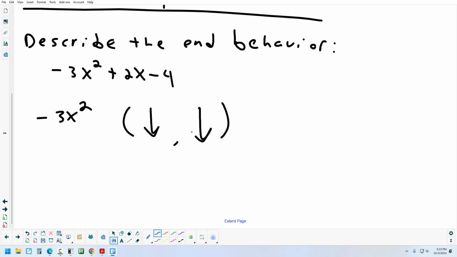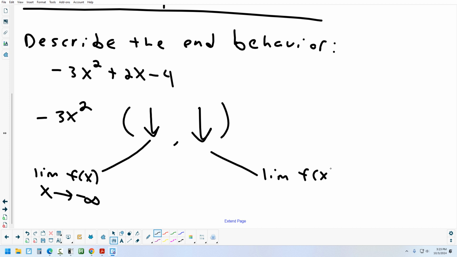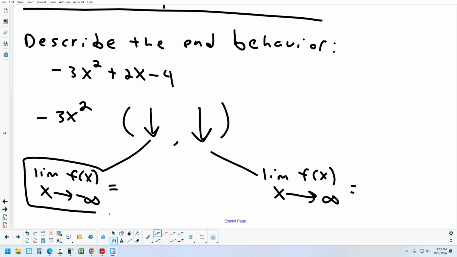Yep. And let's describe it also in limit notation. So the limit of f of x as x approaches negative infinity, and the limit of f of x as x approaches positive infinity. So on the left, what's happening to y as x heads further and further to the left? It's decreasing. And what's it decreasing to?